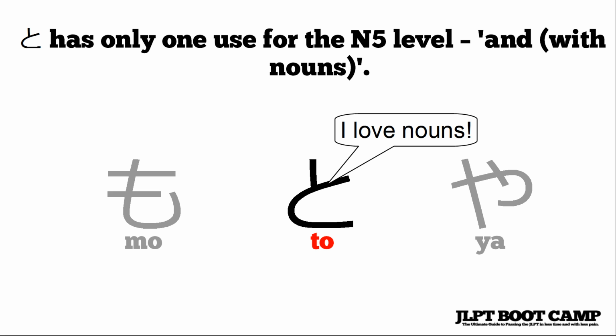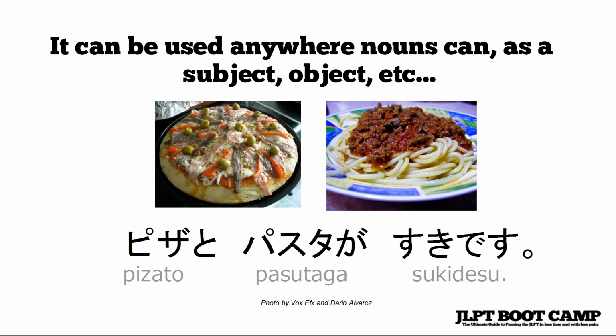So this has a basic meaning of "and" with nouns, and it can be used anywhere nouns can, as a subject, object, etc. So for example, this is the subject. Pizza to pasta ga suki desu. I like, or I love, it's translated differently sometimes. I like pizza and pasta. Those two things equally in that sentence.